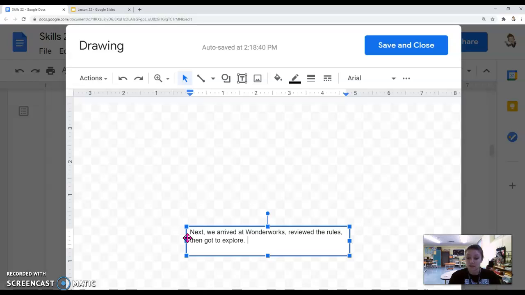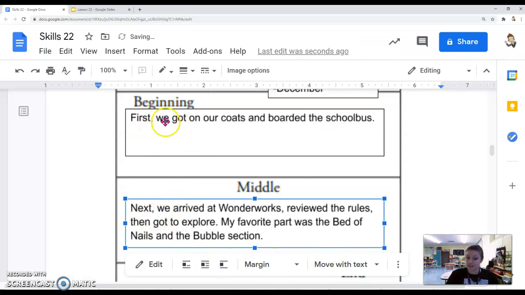A lot of times your middle section of your writing piece is going to be your juiciest. It's going to have the most details. So this is where you would say something like, my favorite part was the bed of nails and the bubble section. Okay, those are two parts that Miss Perrier really likes. Hopefully you like them too. So first is the beginning of my story. Next, we arrived at Wonderworks, reviewed the rules, then got to explore. My favorite part was the bed of nails in the bubble section.